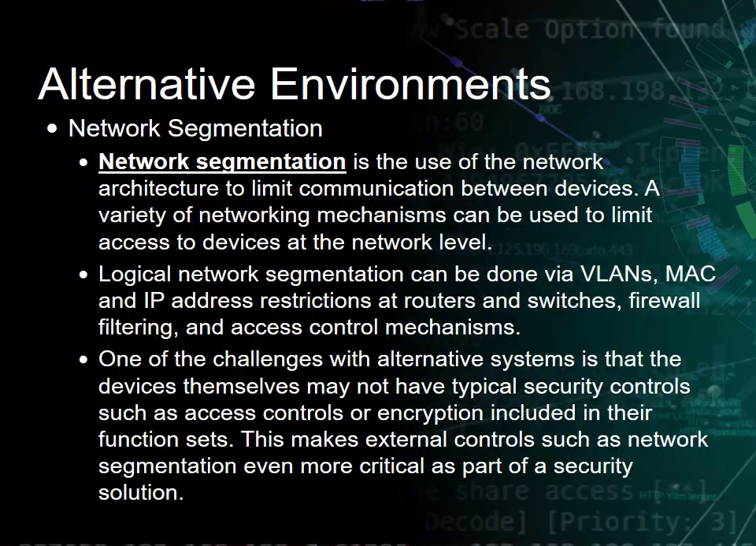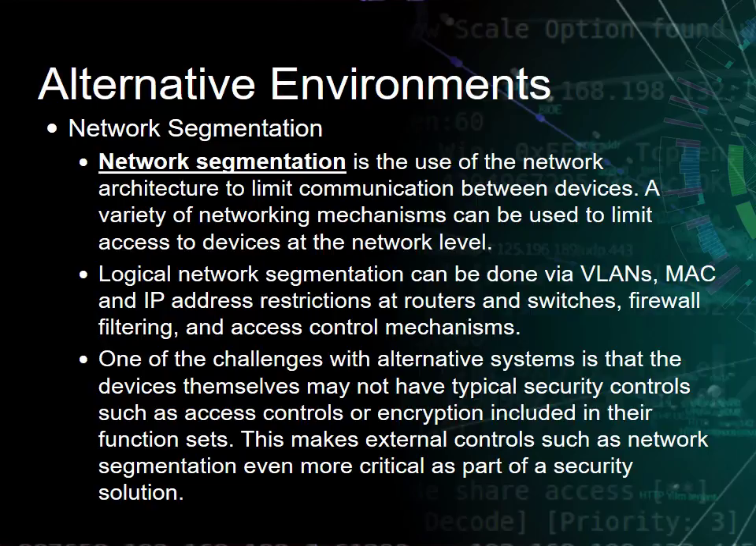So, network segmentation. We've kind of talked about this before, with virtual LANs and things of that sort. Network segmentation is the use of network architecture to limit communication between devices. A variety of networking mechanisms can be used to limit the access to devices on the network level. So logical network segmentation can be done via VLANs, MAC and IP address restrictions on routers and switches, firewall filtering, and access control mechanisms. One of the challenges with alternative systems is that the devices themselves may not have typical security controls, such as access controls or encryption, included in their function sets. This makes external controls, such as network segmentation, even more critical as part of this security solution.